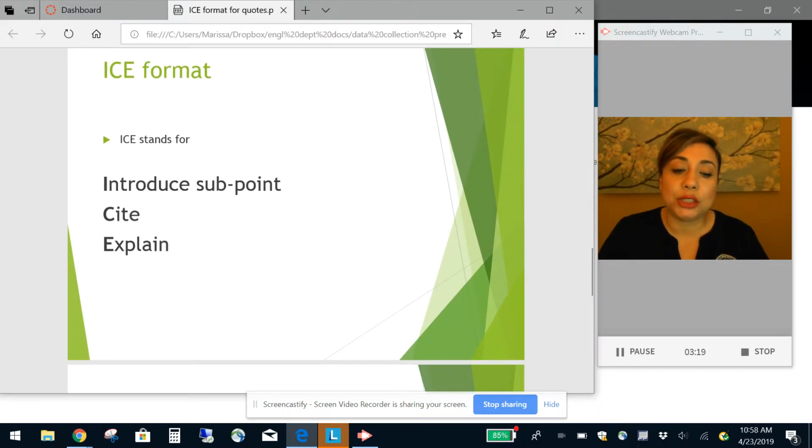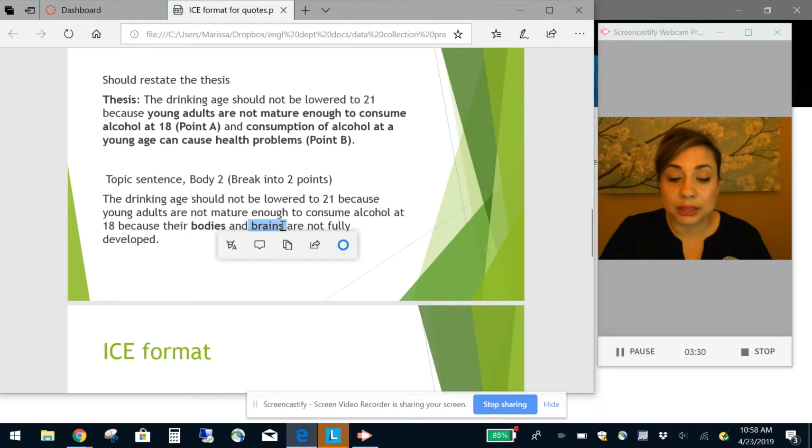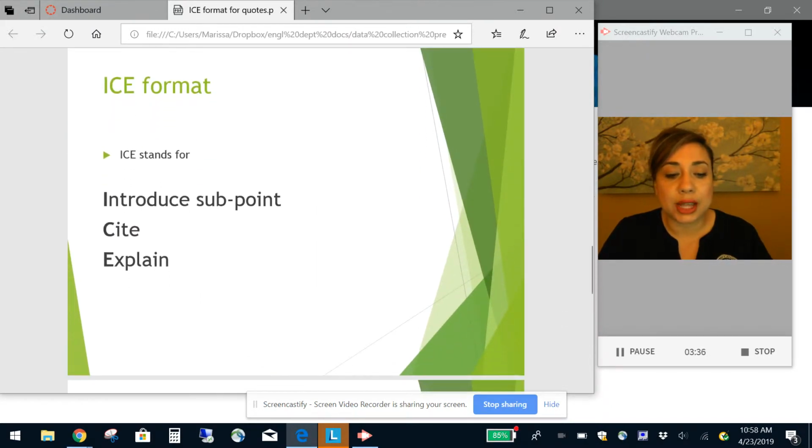It stands for introducing the subpoint, citing, and explaining. Introduce a subpoint, again, going back here. The first subpoint might be bodies, and the second one might be brains. And they're all talking about the fact that young adults are not mature enough to consume alcohol. So that's introducing the first subpoint.